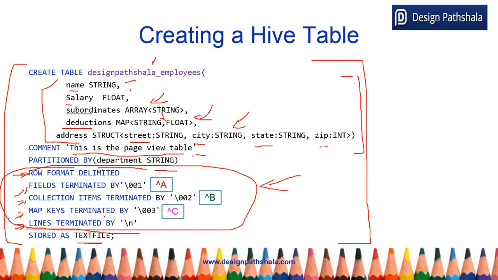So, it's the same as your MapReduce word count, but here there is no key-value; the lines are terminated by \n only. So new records or new rows are terminated by \n only by default, and your fields, collections, and maps are terminated by Control A, Control B, and Control C in Hive.